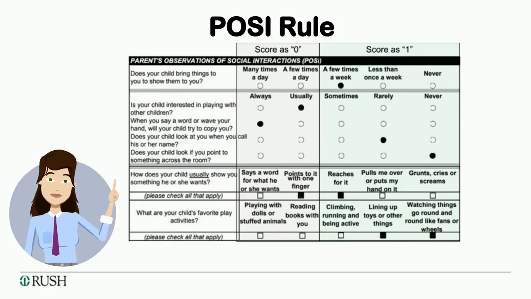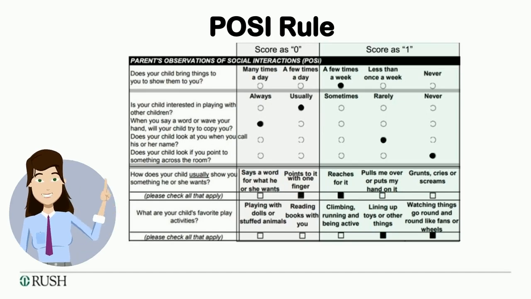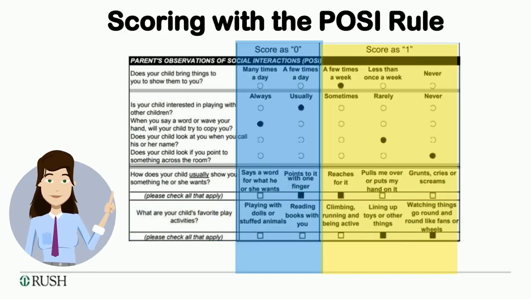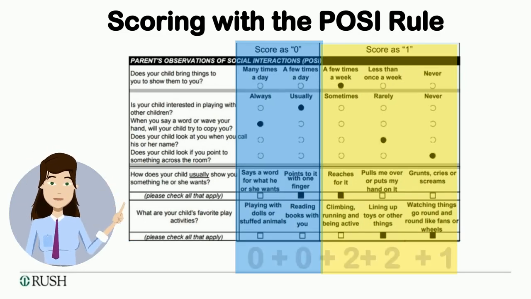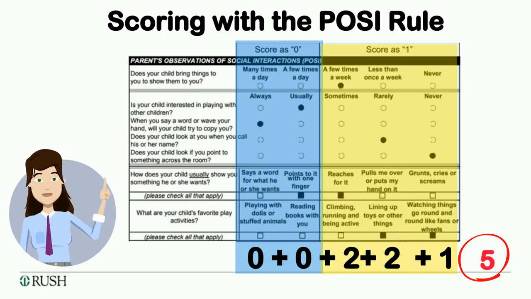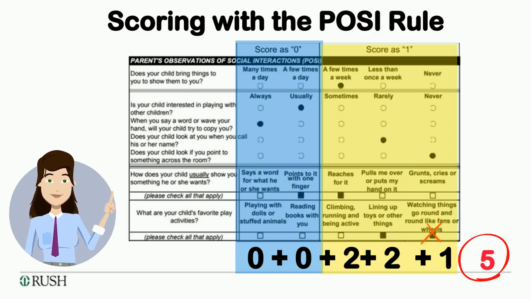When scoring the POSI, remember to note this important rule. Each question can only have a maximum score of 1. If you are scoring a question that has a check all that apply prompt, only one of the checked responses for that question would count towards the total score. If we apply the POSI rule to this example, the child would receive a total score of 5 instead of 6, since one of the multiple item responses was not accounted for in the final sum.